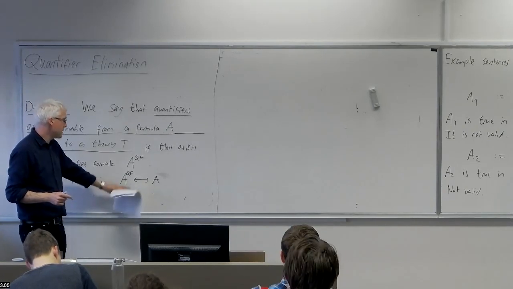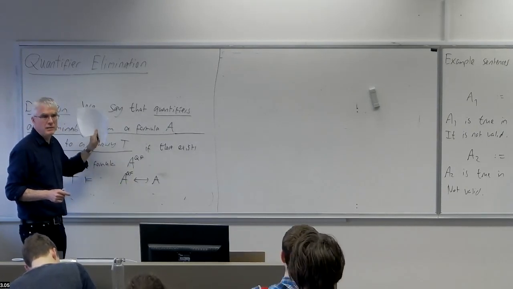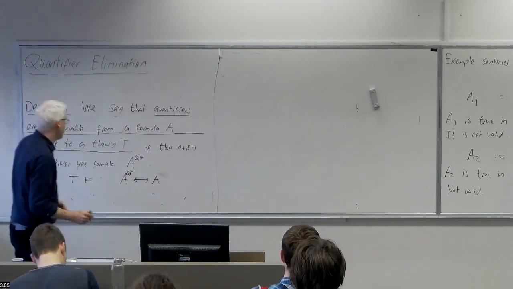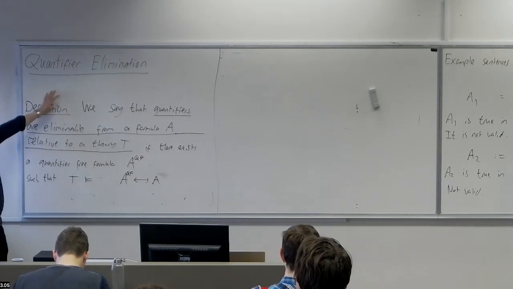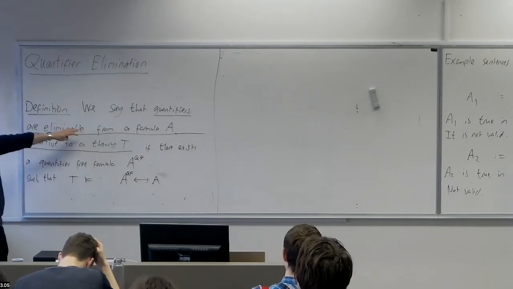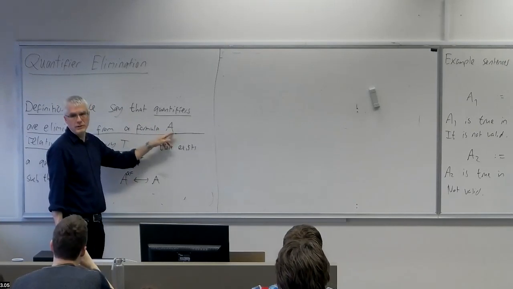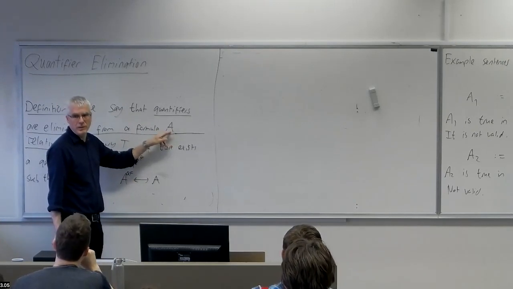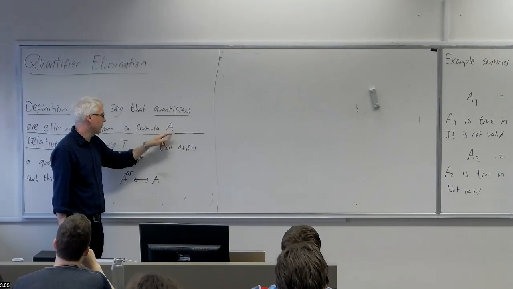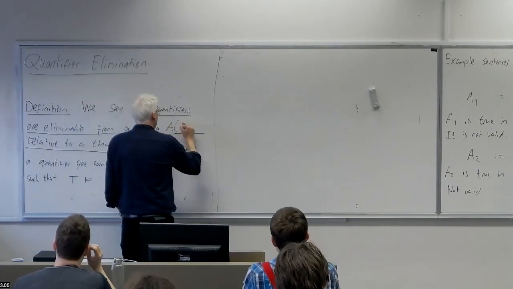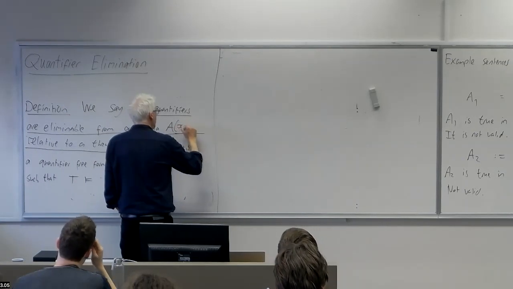Okay, so this is kind of correct what I've written, but I've ignored the subtle point. And let me tell you what the subtle point is. In order for quantifiers to be eliminable from a formula A, notice we're talking about a formula, not a sentence here. So the formula might contain free variables. And what's important is we observe which free variables we have.